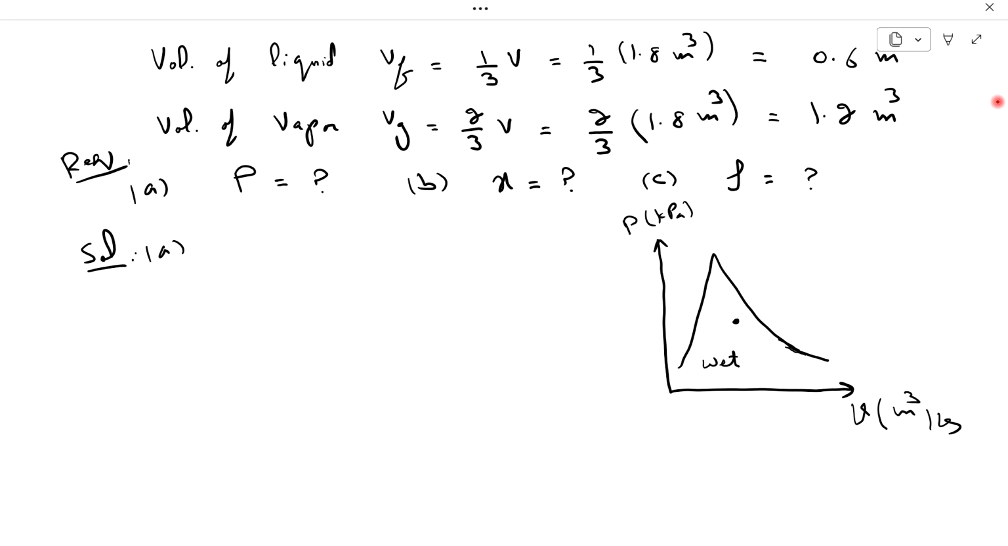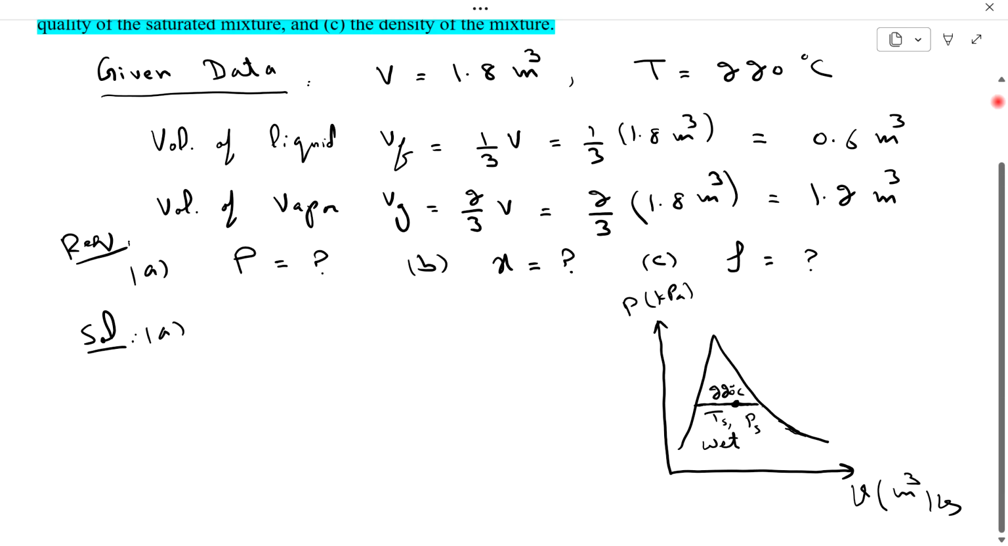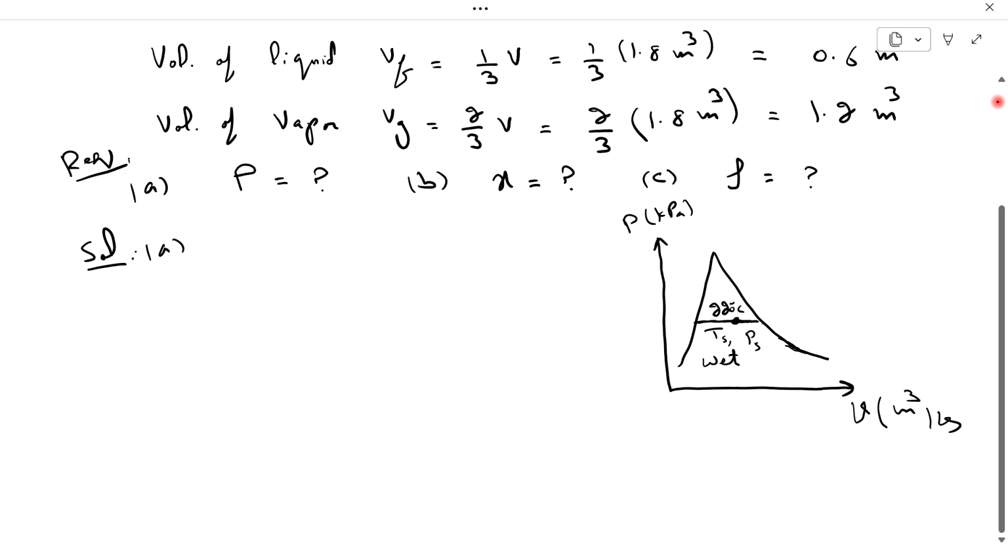Here the temperature is 220 degrees centigrade, but we know that in this region temperature is constant, and this temperature is called saturation temperature. The pressure is also constant in this region, and it is called saturation pressure. Pressure and temperature both are constant in this region. So the temperature given to us, 220 degrees centigrade, is saturation temperature. So we can find saturated pressure from the saturated steam table.